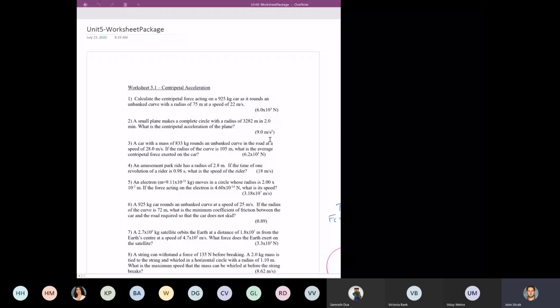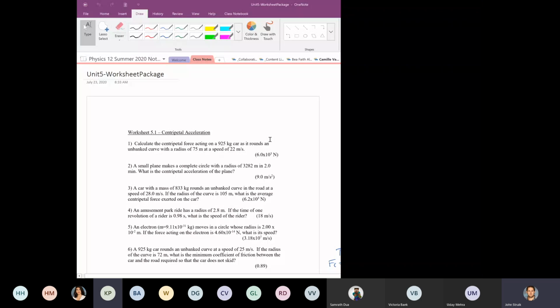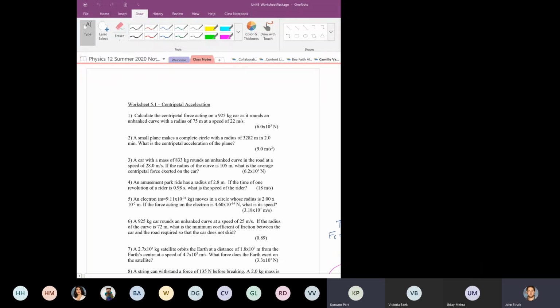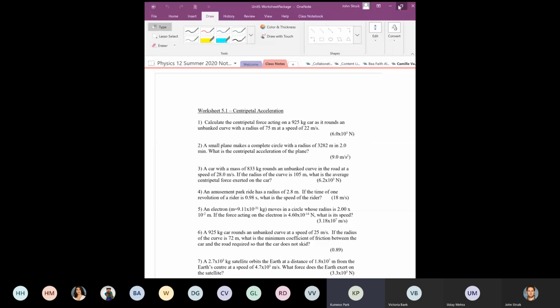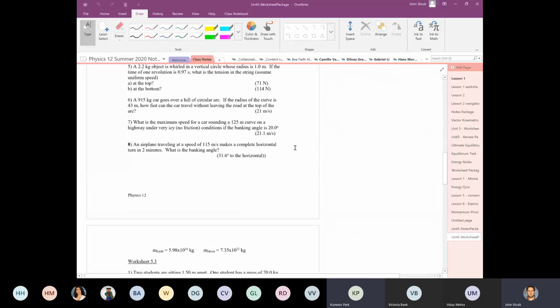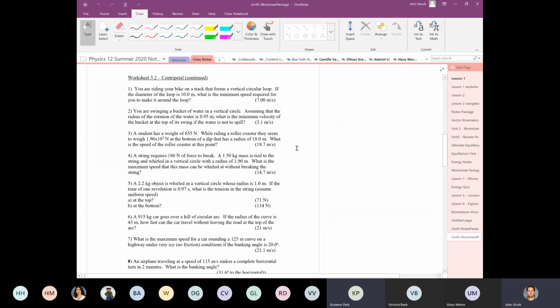Gravity, circular. I have a question for worksheet 2. Okay. Can you go over number 3? Okay. Worksheet 5.2, question 3? Yes. Okay, so that one.